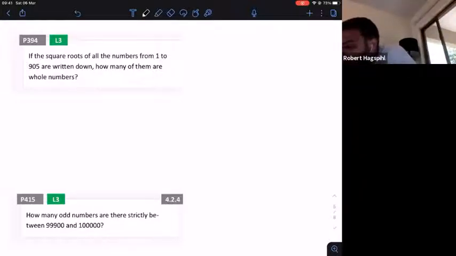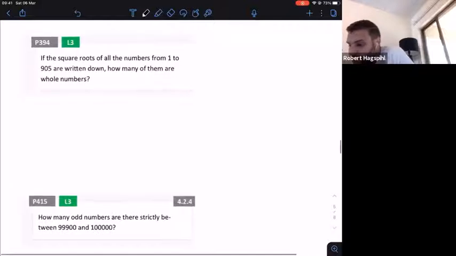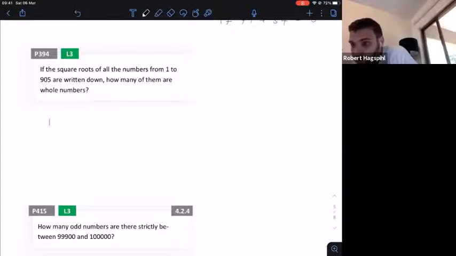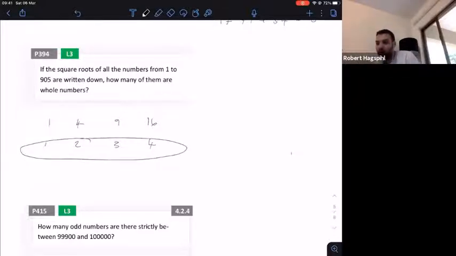This is also a nice, easy question. They say if all the square roots of all the numbers from 1 to 105 are written down, how many of them are whole numbers? So is everybody with me that 1 works, right? And 4 is going to give me 2. And 9 is going to give me 3. And 16 is going to give me 4. So I definitely know that 1, 2, 3, and 4 are in. I know that 5 times 5, so 25 will give me 5, that's in. I know that 36 will give me 6, that's in.